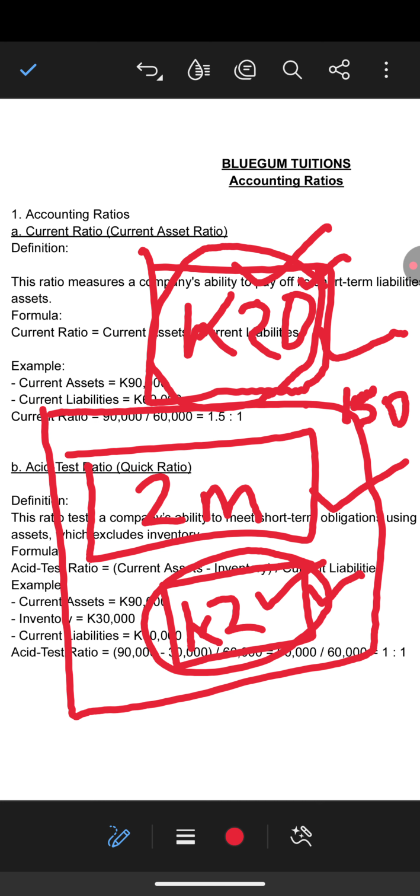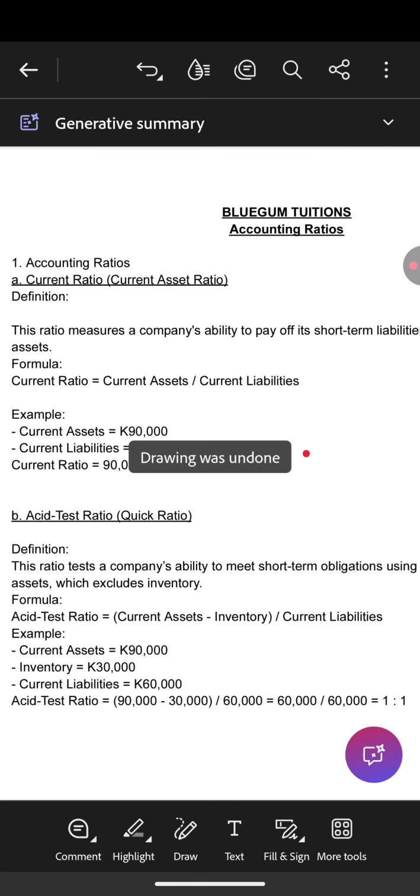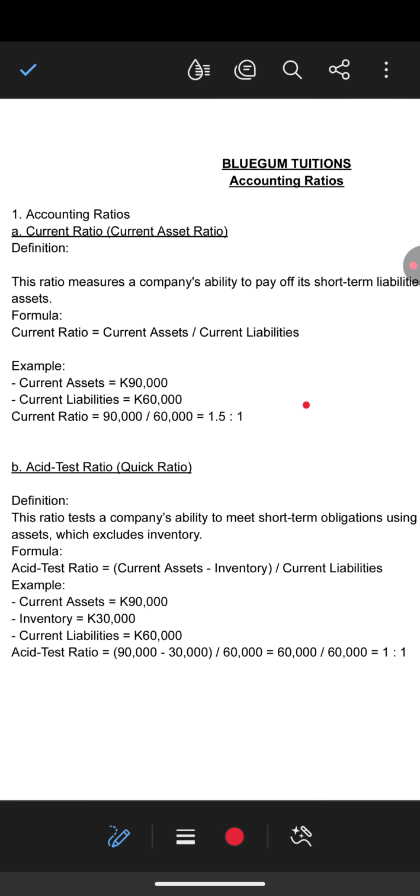Maybe you can make some sales or do whatever you do in your business to increase the amount of current assets. In a nutshell, you compare current assets to current liabilities. Okay, that's what current ratio is.